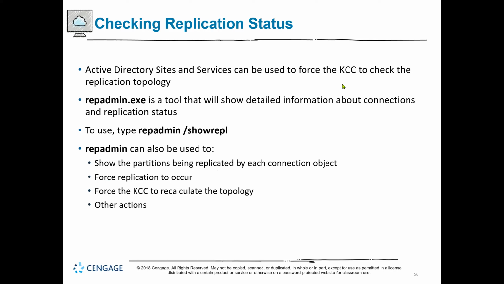Checking replication status. Active Directory Sites and Services can be used to force the KCC to check the replication topology. RepAdmin.exe is a tool that will show detailed information about connections and replication status. To use it, type repadmin /showrepl. That just shows you what has been replicated. RepAdmin can also be used to show the partitions being replicated by each connection object, force replication to occur, force the KCC to recalculate the topology, and there are a couple of other actions you can do with it as well.